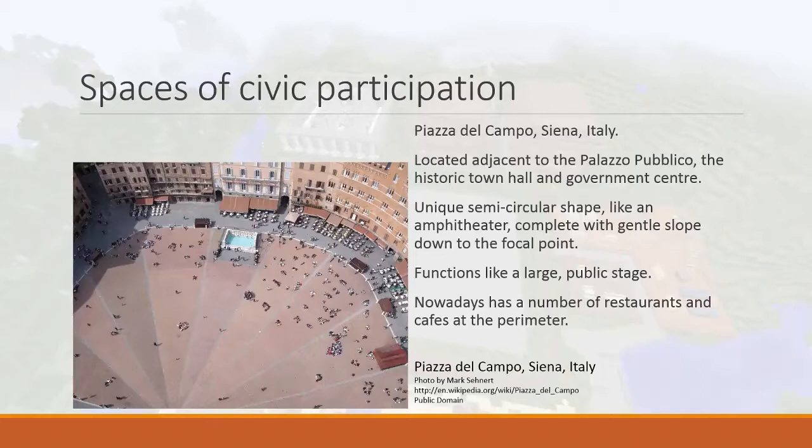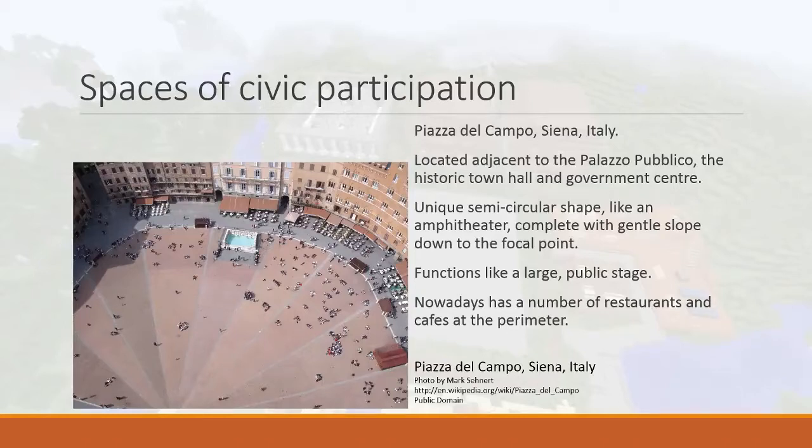And the space literally is shaped like an amphitheater, so you can imagine a politician might make a speech at the town hall, and then the people will be kind of gathered around the square to watch him. So it acts like a theater, the shape of it, and then it slopes down as well, so it's actually exactly like a theater.